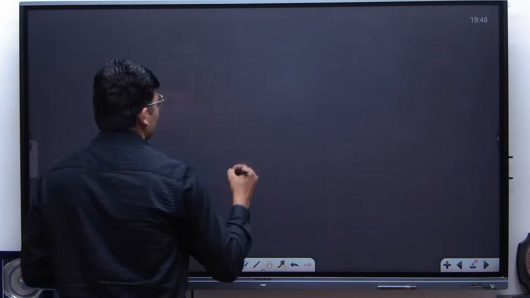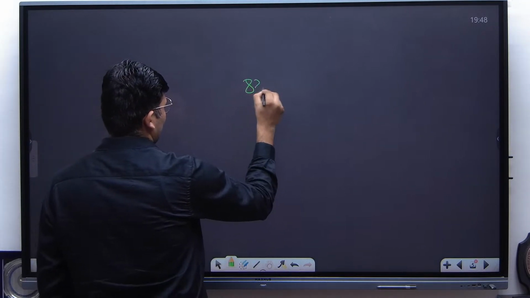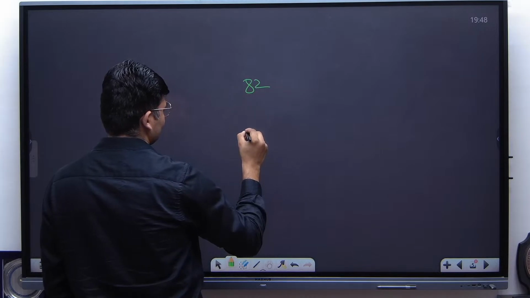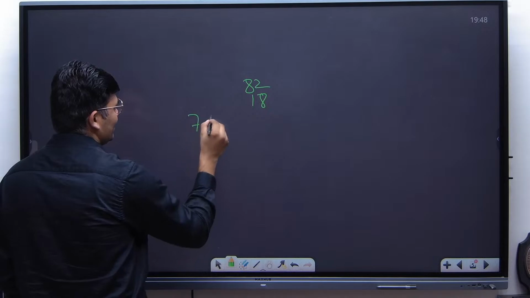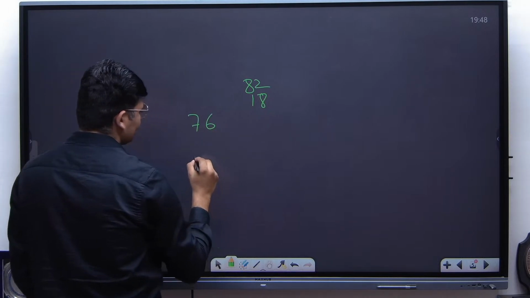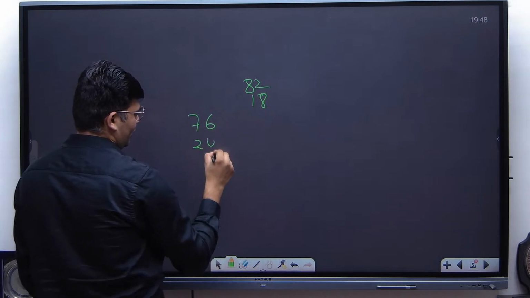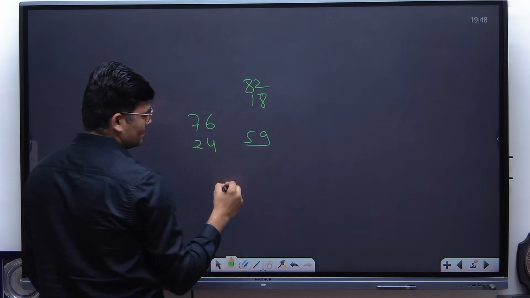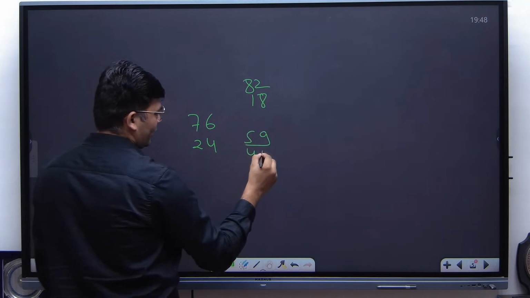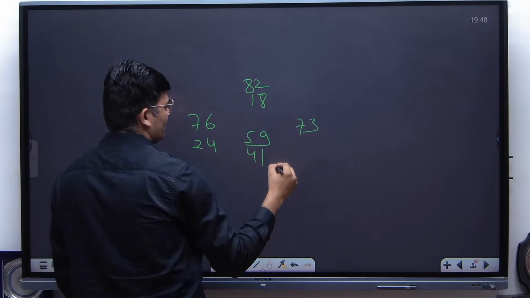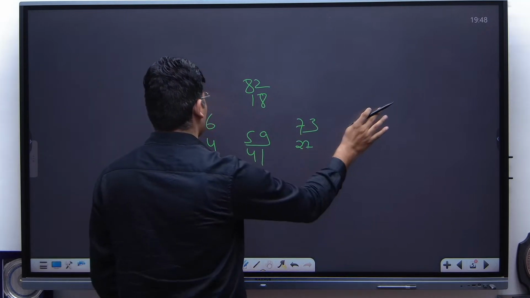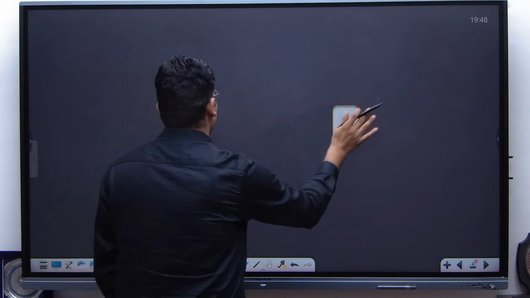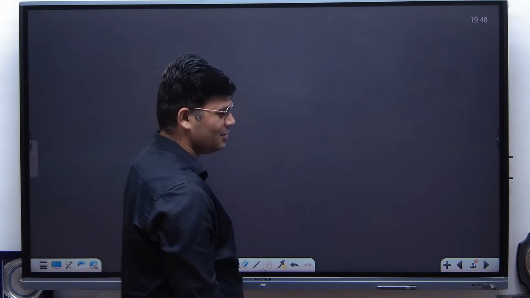Okay, ready? Let's see. 82. 28. No, sorry, dear. 18. Yes. 76. 24. Okay. 59. 41. Very good. 73. 27. Very good. Well done. You played this game as well correctly.